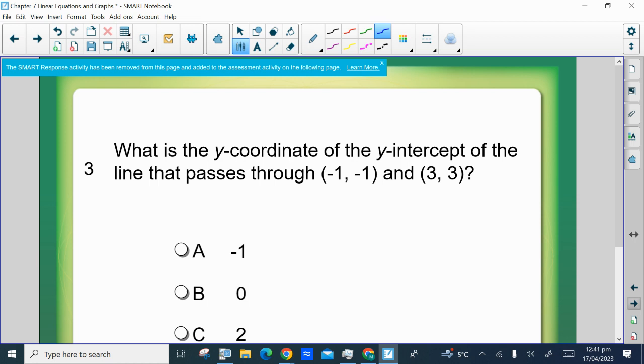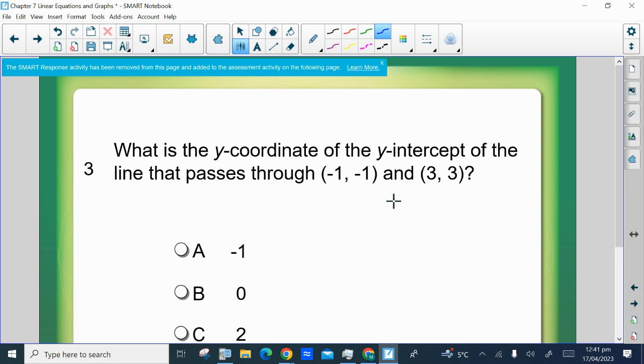So in this case here, you're looking for the y-intercept. And the y-intercept is where x equals 0. That's not one of these 2 points. Okay? However, there is a pattern here. If you look at the points, in each case, the y value is equal to the x value.